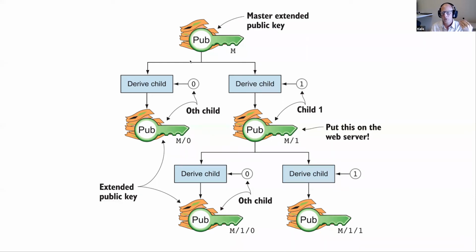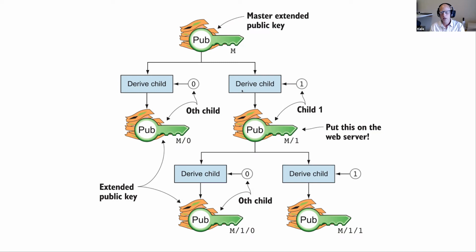Then you can create children of this master key. You can create M/0, M/1, M/10, M/11, and so on, as much as you like. And you may have noticed that I use capital M here for public keys. This is how we differentiate when we write paths. If we write capital M/1, it means it's the extended public key at path 1. If we write lowercase m, it's the private key.